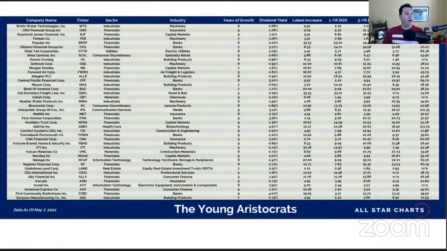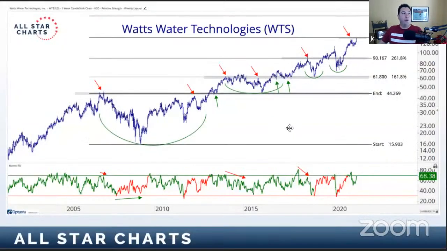All right, guys, moving right along. This is the Young Aristocrats list. This is a fan favorite. These are stocks that we think could be the future aristocrats that have raised their dividends every year between 5 and 9 consecutive years. You can see the years here. You can see their payout ratio, their dividend yield, the latest increase, et cetera, et cetera.